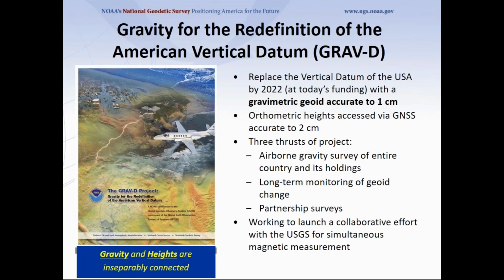So this is the GRAV-D program. Some of you may have heard about this, Gravity for the Redefinition of the American Vertical Datum. Essentially, it's to a great extent an airborne campaign using an airborne gravimeter to determine gravity over CONUS and all of our holdings in the Caribbean and Alaska and the Pacific.